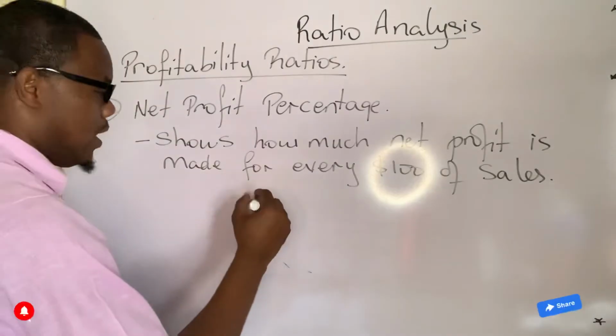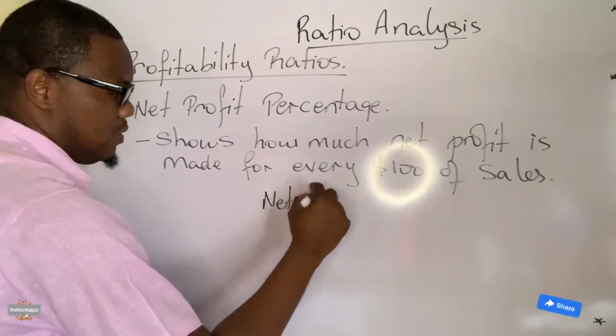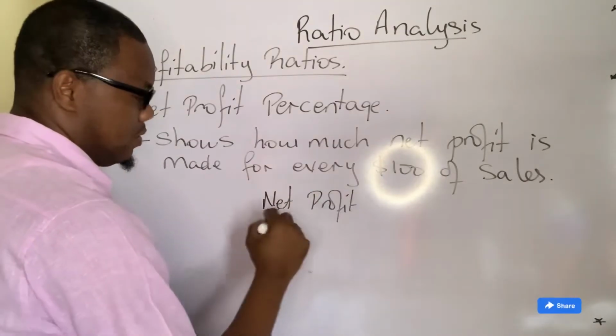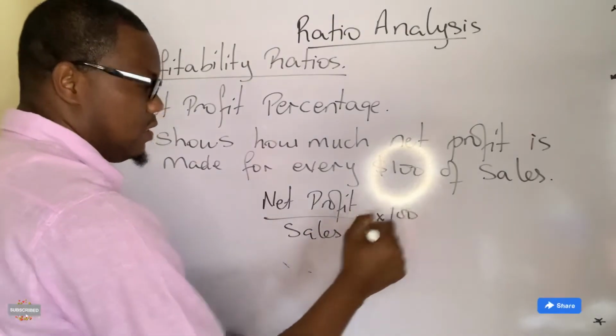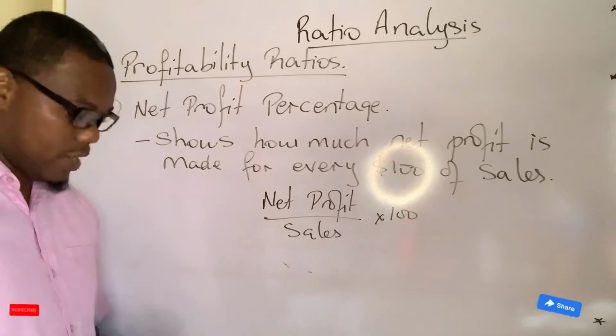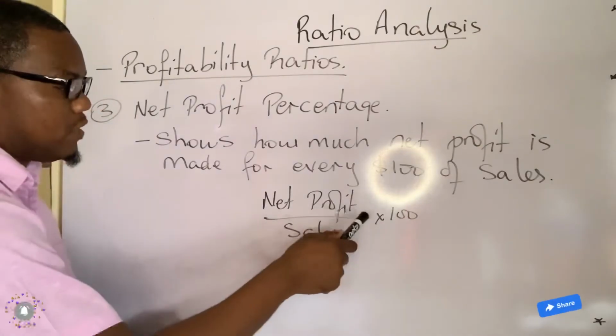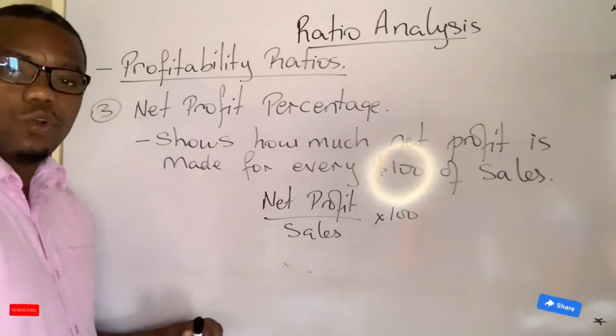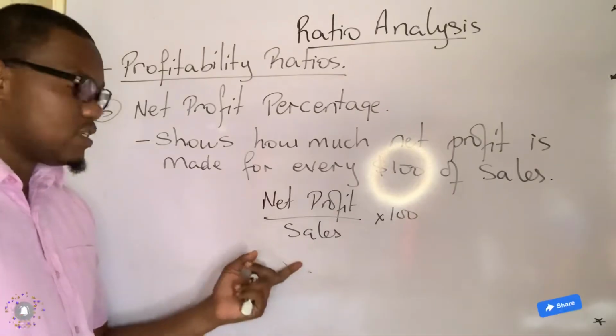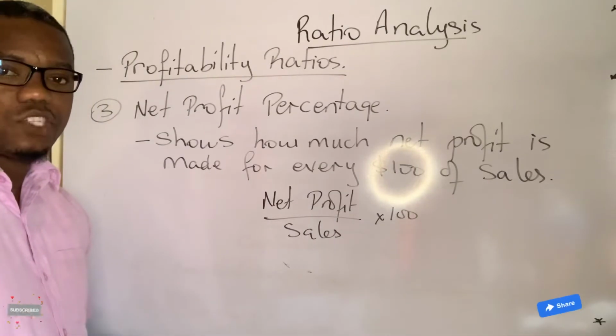If this is what you had, then you would be correct. So the formula is net profit divided by sales multiplied by 100. Very good. And so the answer to this would be in percentage, just the same.